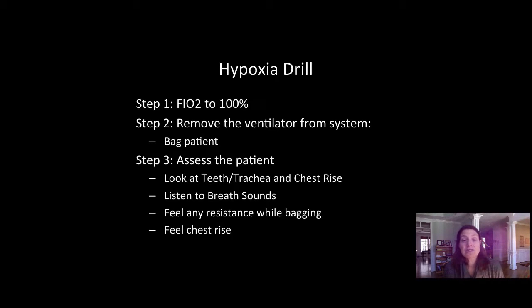Step 3 is to assess the patient themselves, and I do this by walking down the endotracheal tube all the way out to the lungs and then looking at the patient broadly and going back to the wall. So first I look at the teeth, then I assess the trachea for any deviation, and I look for chest rise while I'm bagging the patient.